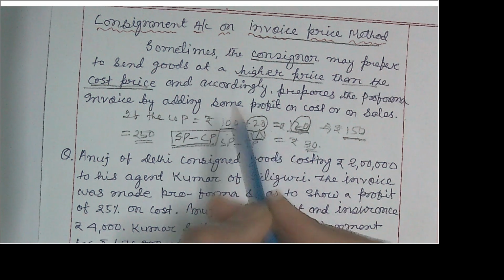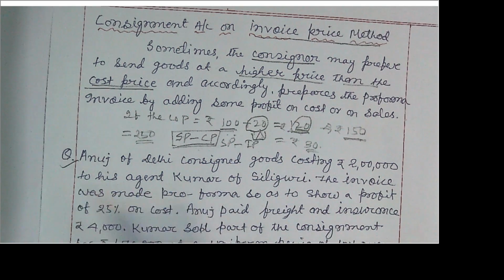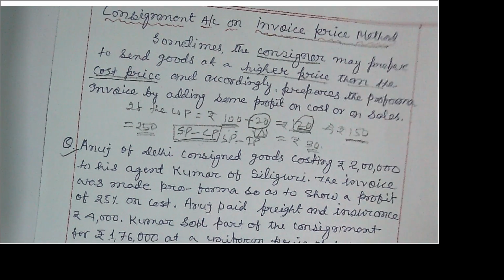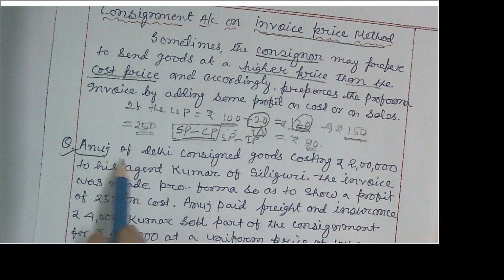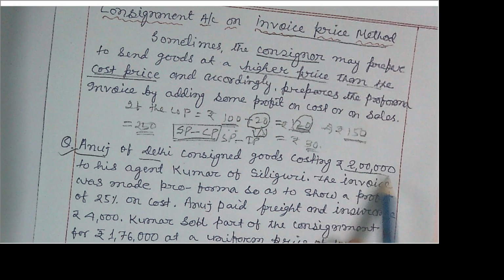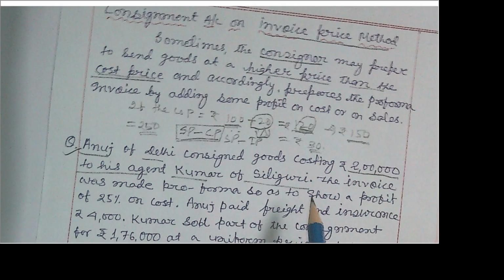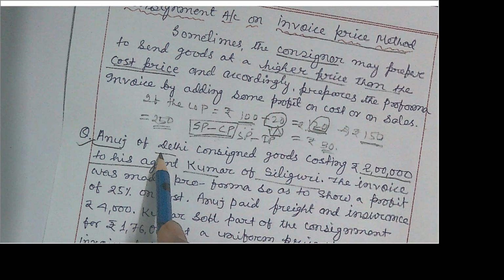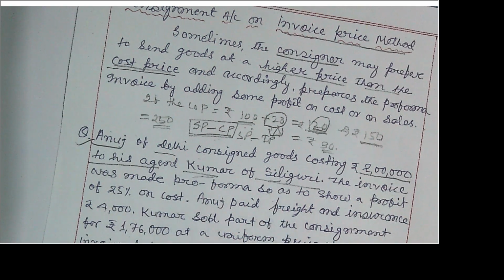So now on this topic, invoice price method, I have taken one problem. All of you see, first I am reading out the question and then I will show you the solution. Anuj is the consignor of Delhi, consigning goods costing rupees 2 lakh to his agent Kumar of Siliguri. So Delhi is the consignor's place, and Anuj from Delhi is sending goods to Kumar of Siliguri.